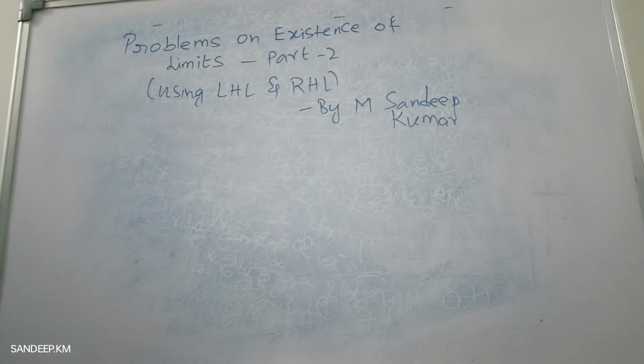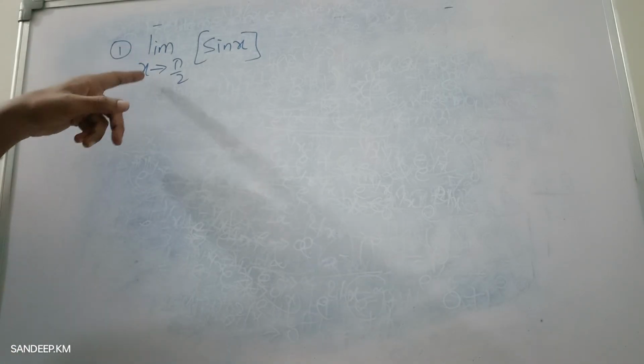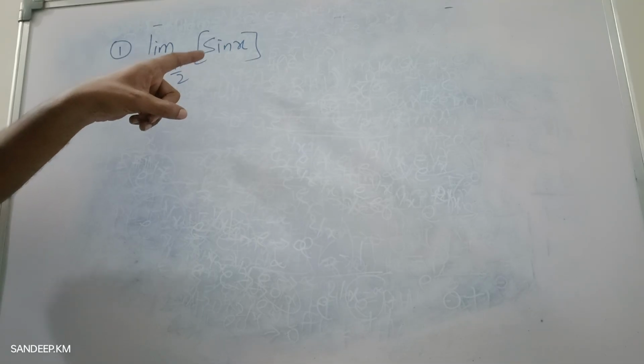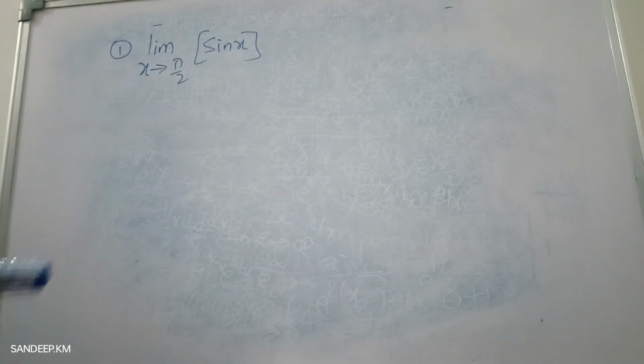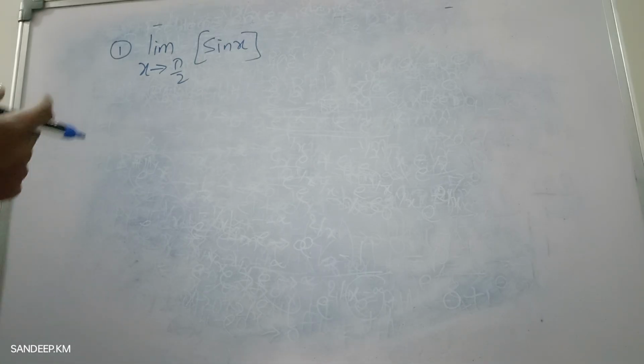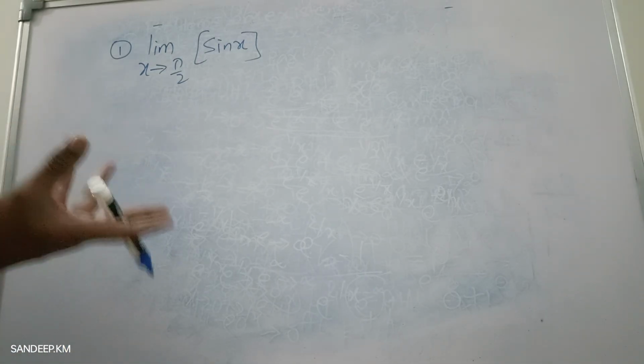First question. Here is our first question. We are supposed to find the limit as x approaches pi by 2 of step of sin x. This is not normal brackets, this is step of sin x. Okay, now you know already what is step x. So let us see how to find step of sin x when x approaches pi by 2. So we will take LHL and also RHL.